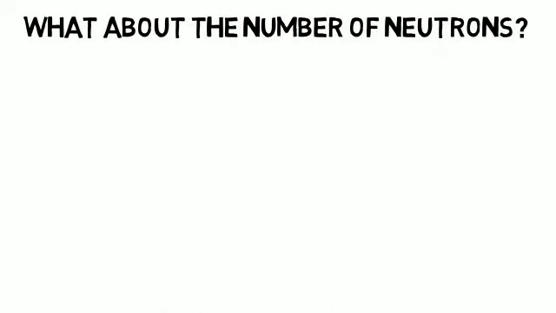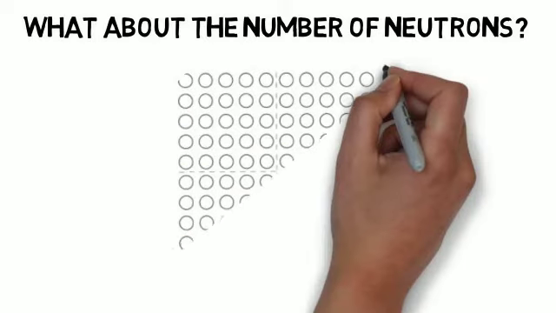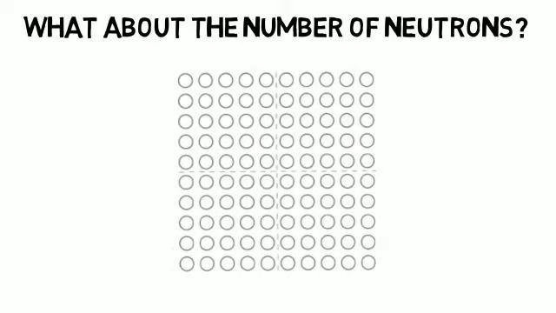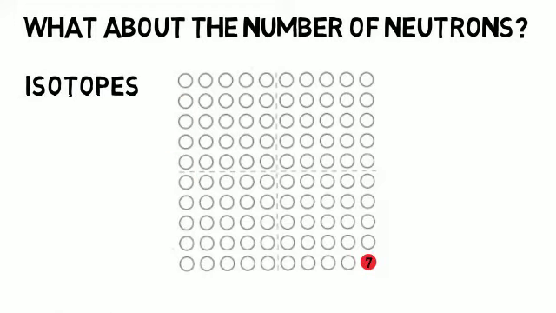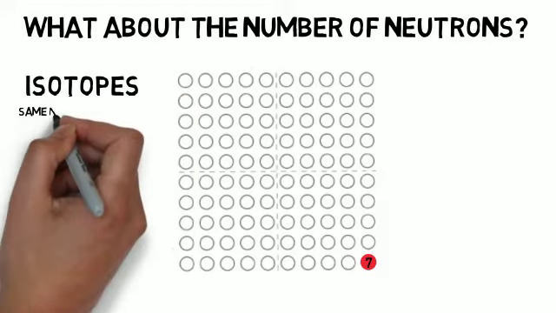How are we going to figure that out? Well, that one's a little more difficult. If we take 100 atoms of carbon, 99 of them are going to have 6 neutrons. But one of those 100 is going to have 7 neutrons. So it's not always going to be the same.